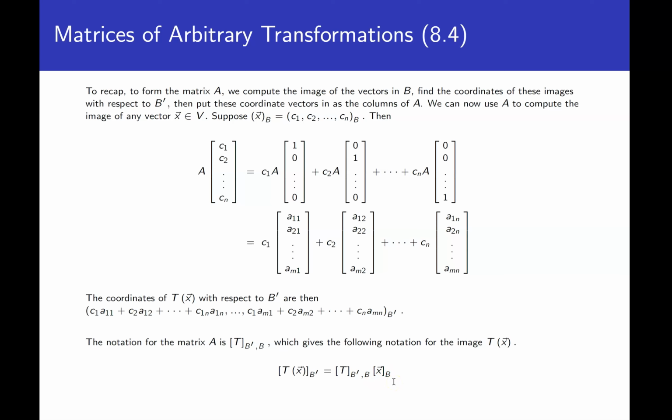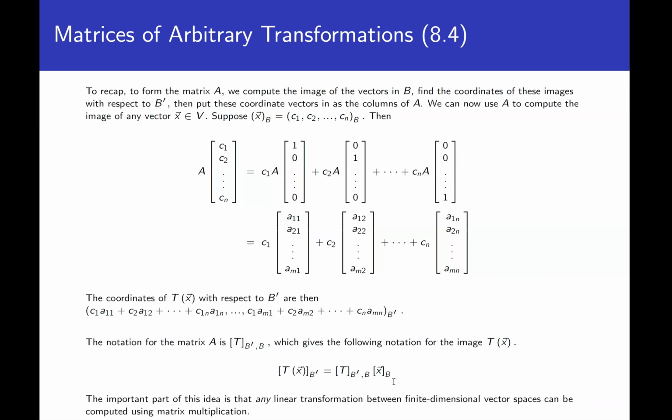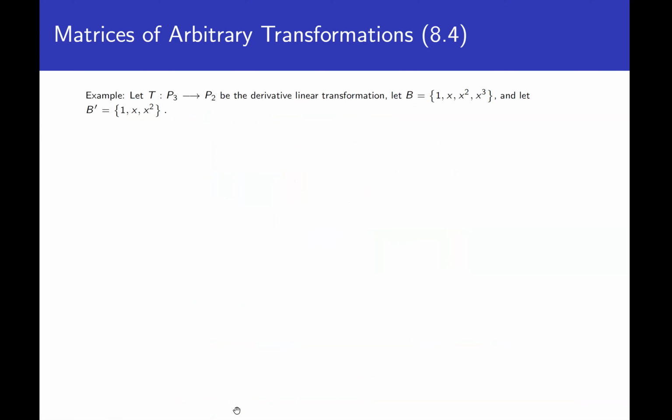All right, that's lots of words. Let's see if we can do an example and see what's going on, because that's the important part, being able to understand how to do these problems. But just one more thing to mention. The important part of this idea is that any linear transformation between finite dimensional vector spaces can be computed through matrix multiplication. That's pretty cool. So let's see what that means.